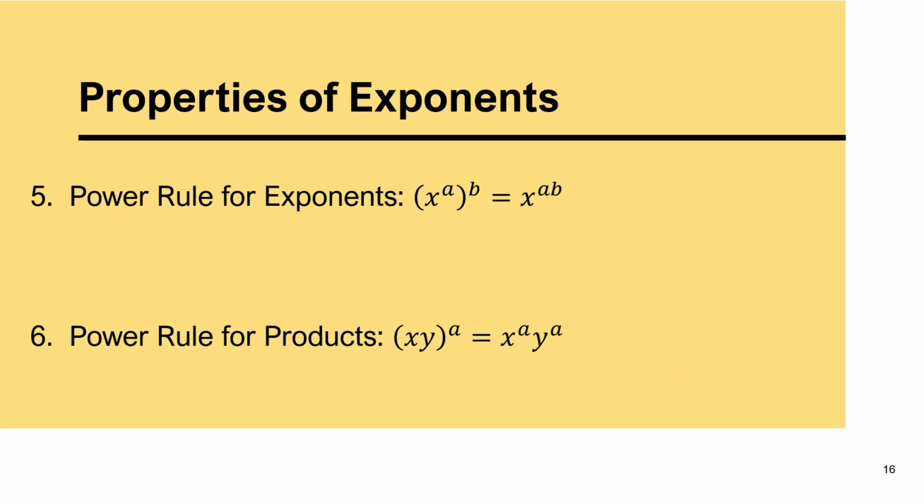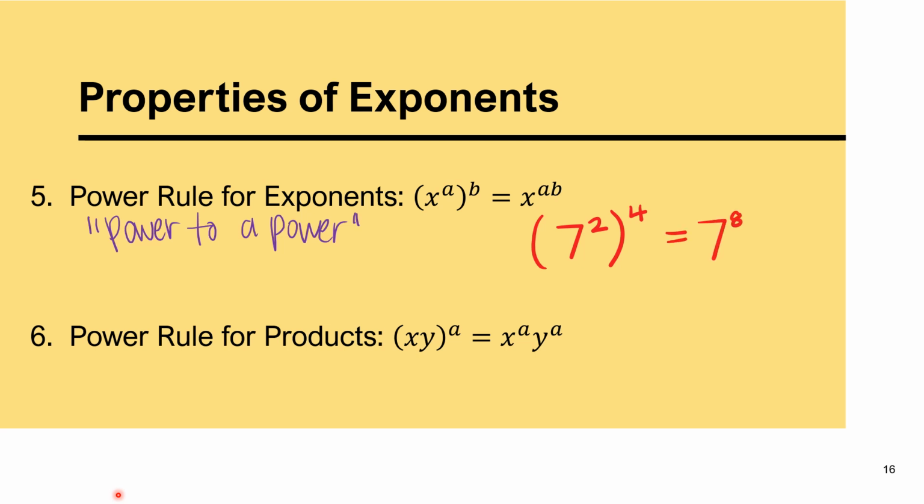All right, we have a couple more properties. The first one is called the power rule for exponents. I always call this one a power to a power. If you have a power being raised to another power, you multiply the powers. An example of that, let's say we had 7 squared raised to the 4th power, you would say, okay, this is a power to a power. I'm going to multiply them. 2 times 4 is 8. So that'd be 7 to the 8th power.